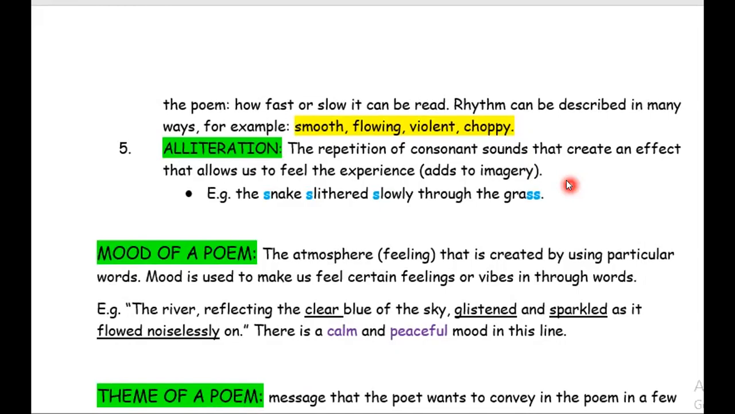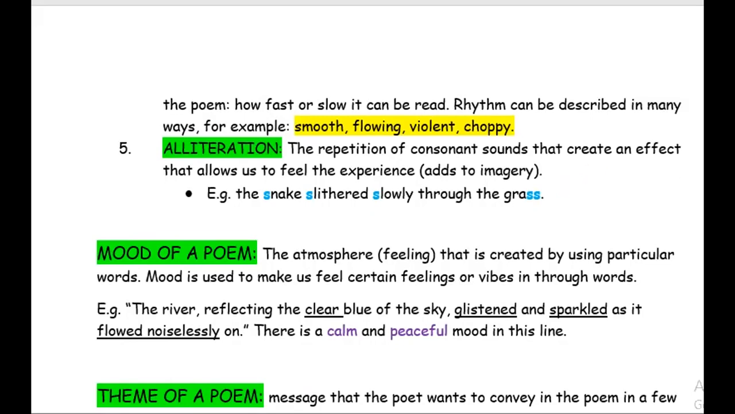We see the repetition of the letter S, right? And especially the sound S. Snake slithered slowly. And guys, it's an amazing addition to imagery. Remember, imagery is when we create pictures in our mind using creative language. I can actually hear the snake slithering through the sand, and the grass crunching when the snake is moving past it.